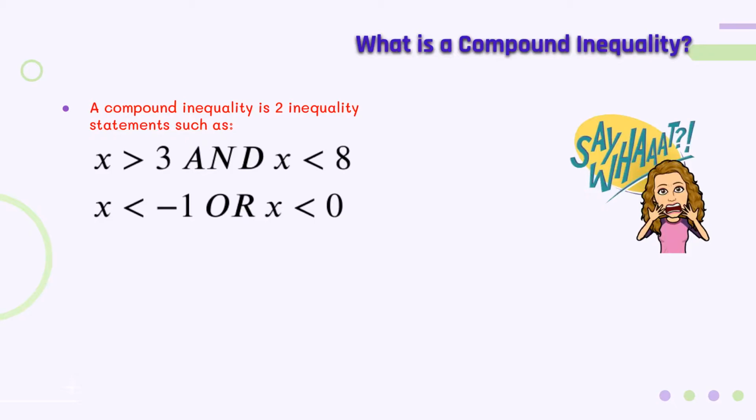So what is a compound inequality? A compound inequality is two inequality statements such as x is greater than 3 and x is less than 8, or x is less than -1 or x is greater than 0. If you think about the "and" statement, x is greater than 3 and x is less than 8, it's kind of like your parents saying, you can get French fries and a cheeseburger when we go through the drive-thru. The "or" statement is like your parents saying, you can get a cheeseburger or French fries.